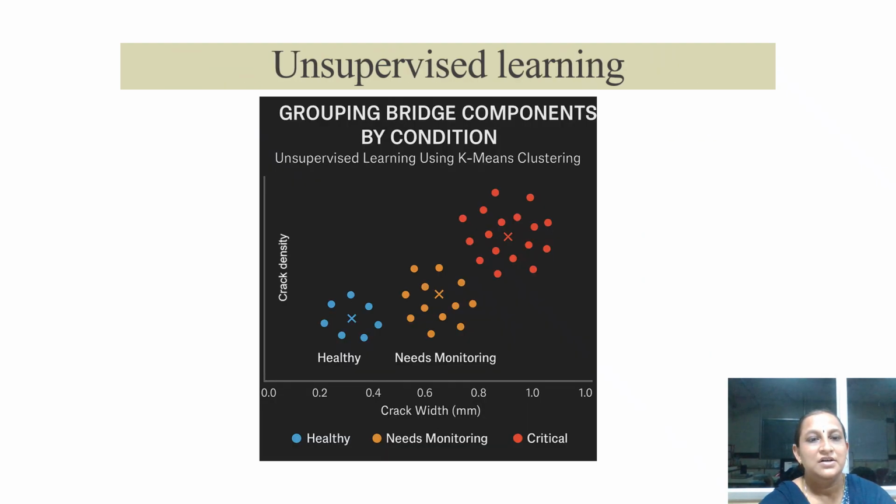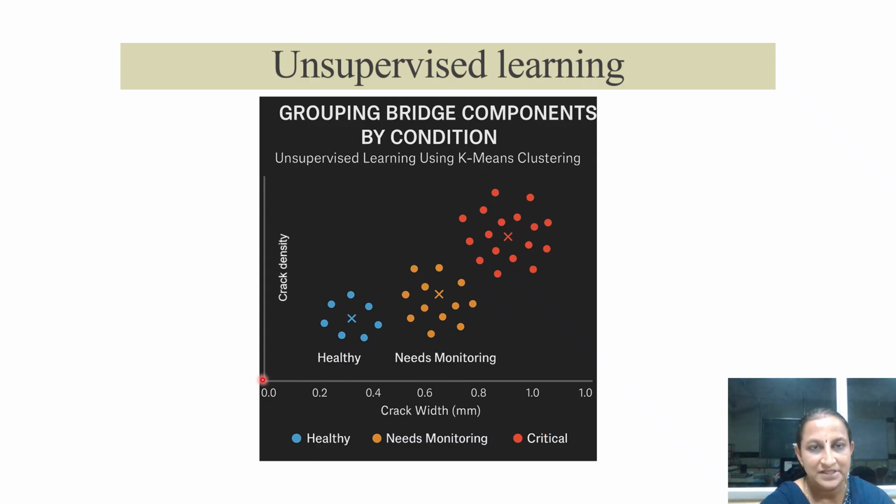This is an example of grouping components by condition. You can see that based on the crack density and the crack width, the clustering has been carried out as healthy, needs monitoring, and critical condition. This figure shows how unsupervised learning can be used to group bridge components based on their condition using K-means clustering. Here the number of K or clusters is given as 3, which are healthy, needs monitoring and critical.